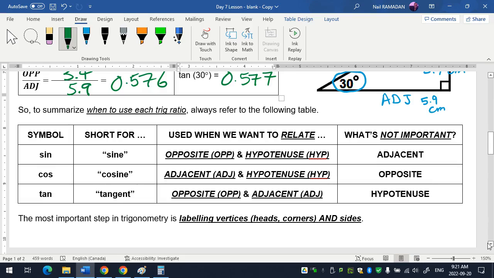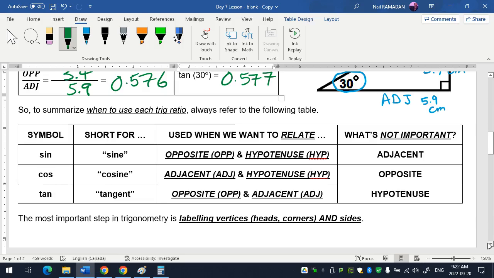If you have a situation where you need to relate opposite and hypotenuse, which one is absent then or not important? Adjacent. So if you want to relate these two and you don't care about this one, which one do you use? Sine. You do not use the other two because they are completely useless.